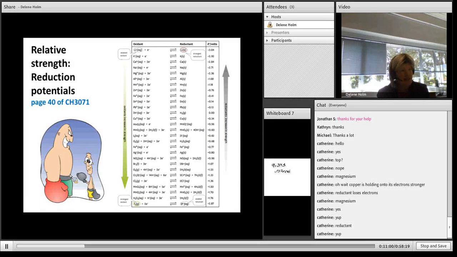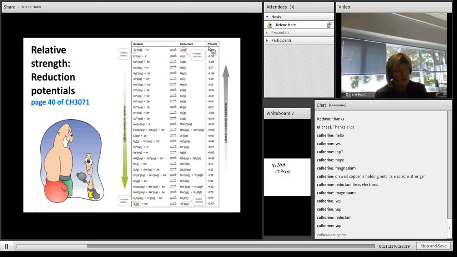Now this is a table that's on page 40 of your CH3000 booklet, and it's also, I think, towards the end of the booklet as well. Now these figures are most probably too small for you to see, but notice that it starts from a very negative value, -3 point something, and it gets more and more positive, and it goes down to a positive 2.87.